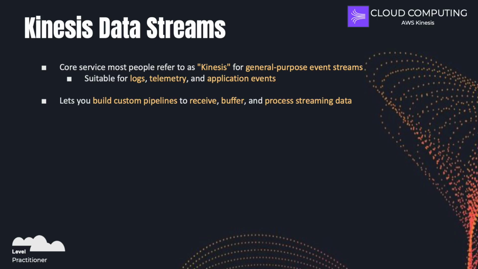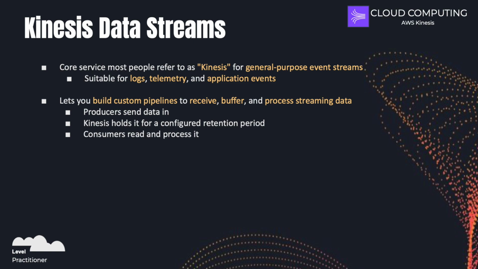It lets you build your own custom pipelines to receive, buffer, and process streaming data in real time. Here's the big picture. You have producers that send data to Kinesis Data Streams. Kinesis holds the data for a certain amount of time, and then you have consumers at the end that read and process this data. You get fine-grained control over how data is partitioned, how many consumers you have, and how they scale.